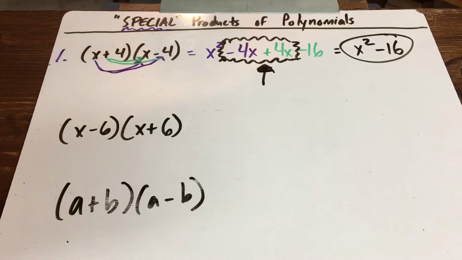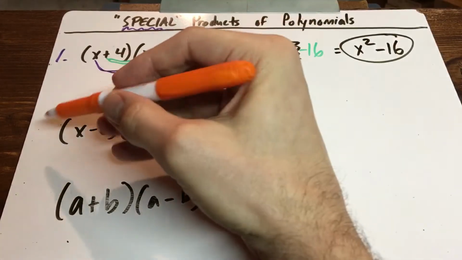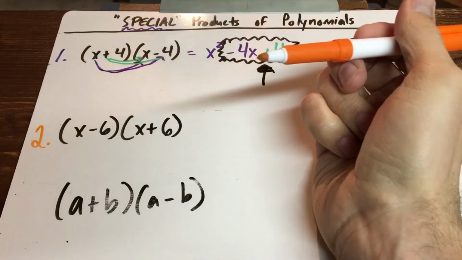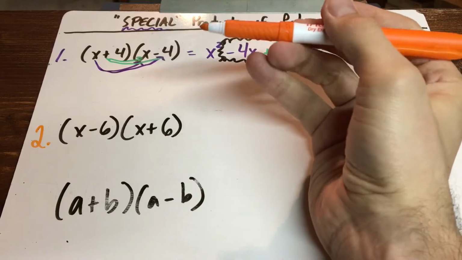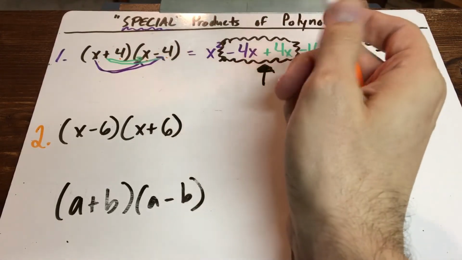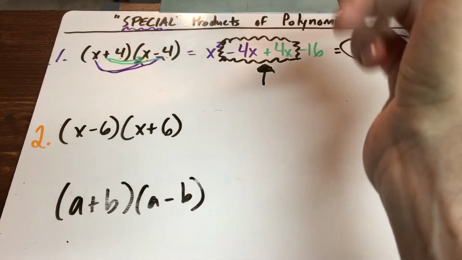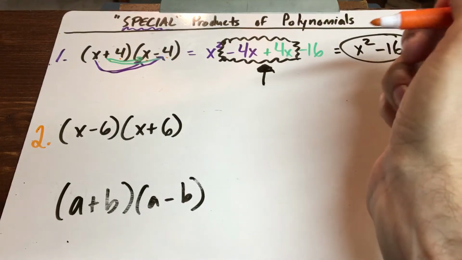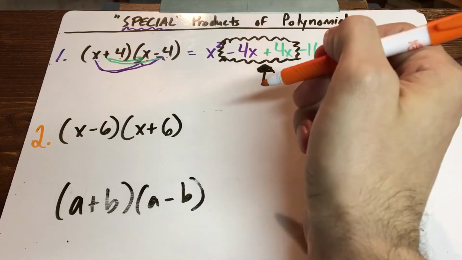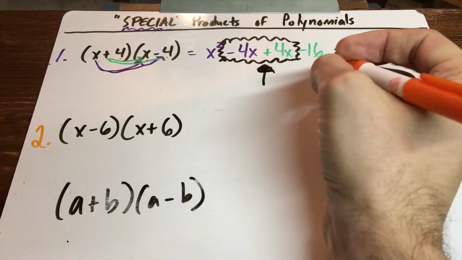How can you tell that you have a special situation before the problem even starts? Okay. Look back at my number 1 question here. What do you notice about the two parentheses? They're almost identical, right? They have the same terms, x and 4. The only difference is one has a plus sign and one has a minus sign. That is your special situation. Okay? The terms are the same. The only difference is one is a plus and one is a minus. The parentheses are almost identical.